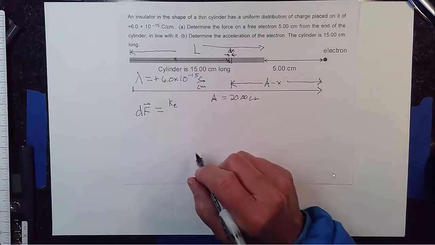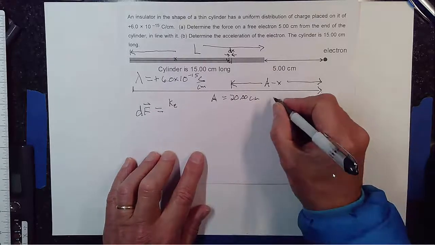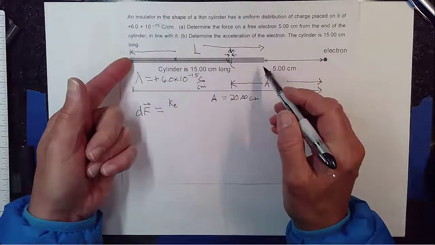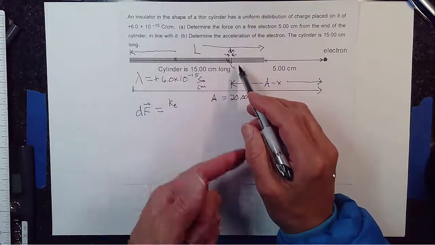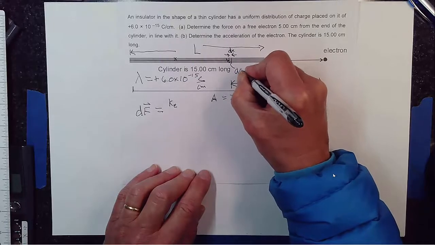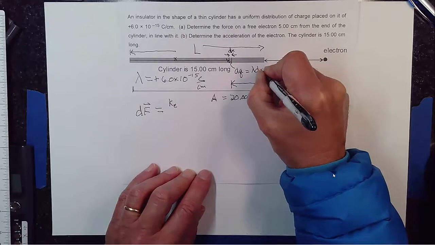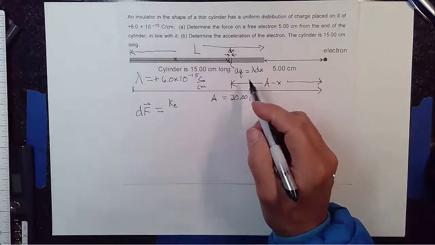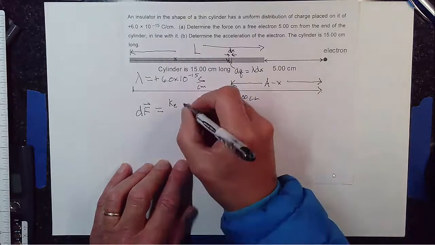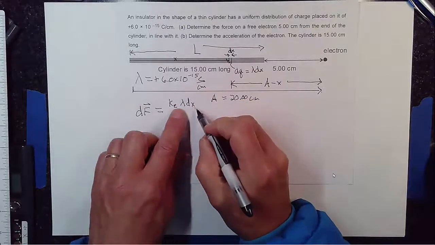What's that going to be? Well, it's going to be lambda dx. That has a length dx. This cylinder has a charge per unit length of lambda, and that amount of charge will be lambda dx. That's one of the conceptual hurdles that you need to jump over in doing a new problem like this. So K sub E, lambda dx, this is like our Q1.